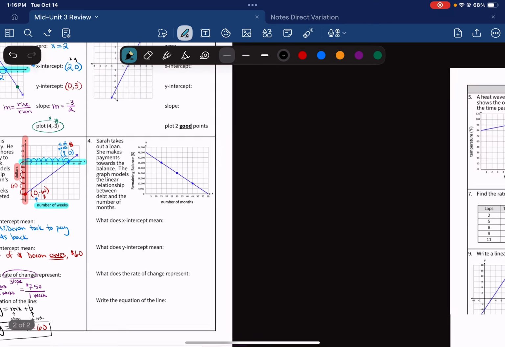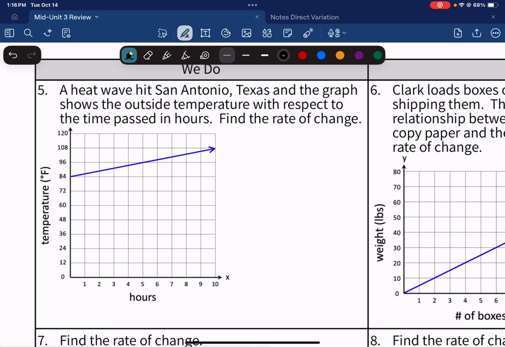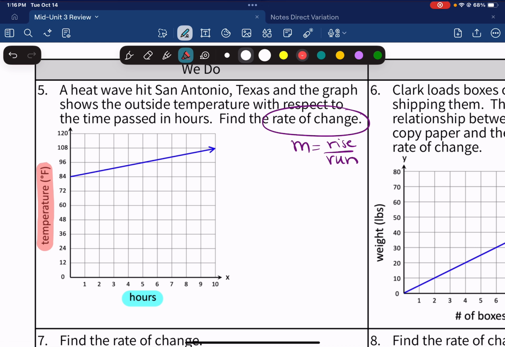Okay, now let's go to another problem. It says a heat wave in San Antonio, Texas, and the graph shows the outside temperature with respect to the time passed in hours. Find the rate of change, which again is just our slope, or our rise over our run. And because it's a word problem, again, we want to pay attention to the fact that we have our x-axis labeled in hours, and we're counting by units of 1. And our y-axis is labeled in degrees Fahrenheit, and each square is worth 12 units. 0 to 12 is 12 units.